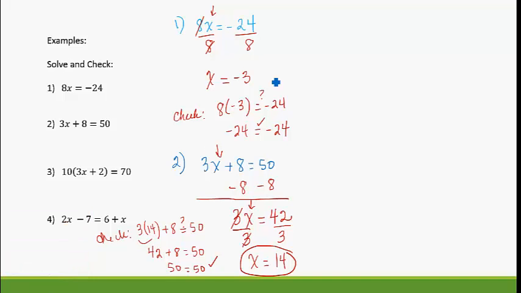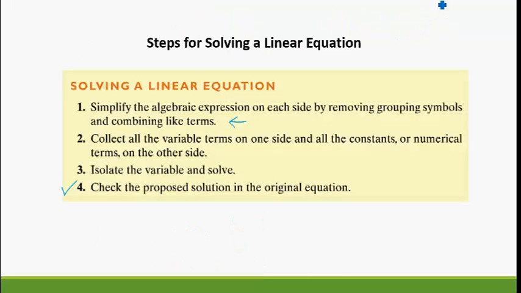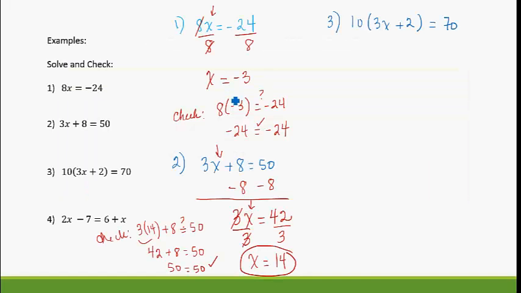Alright, let's check out problem number 3 here. A few more steps. So the first thing we have to do, as noted on the previous example, or excuse me, steps, is simplify the algebraic expression on each side by removing grouping symbols and combining like terms. So we have a grouping symbol here, but we cannot combine these terms, so therefore we want to distribute. This is going to give me 30x plus 20 equals 70.